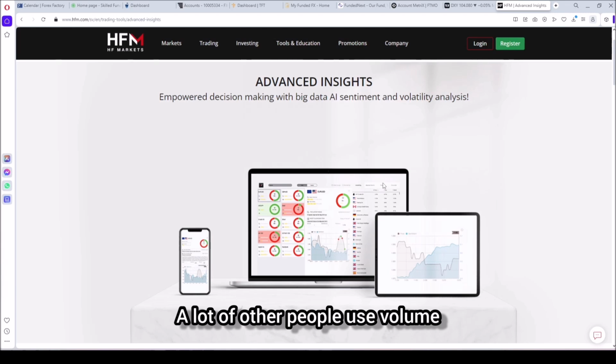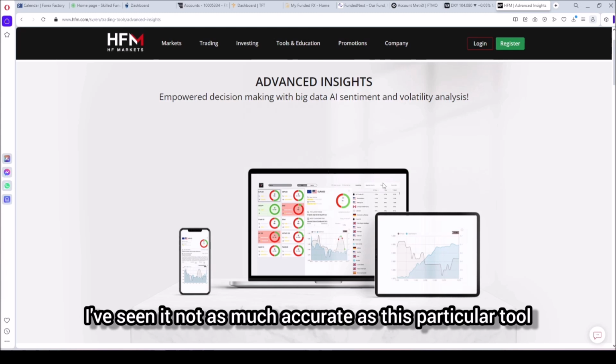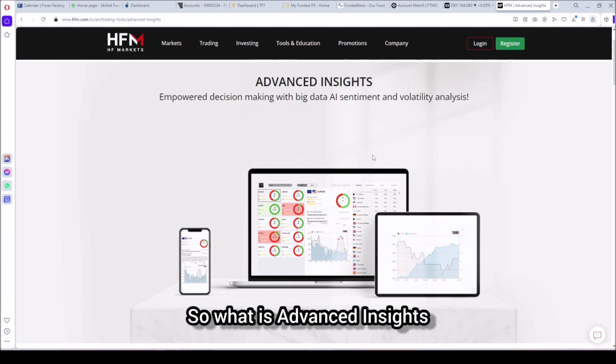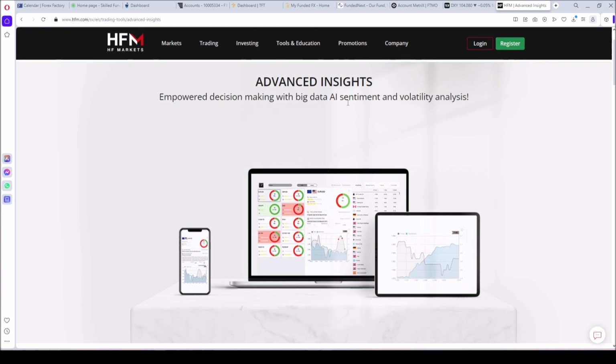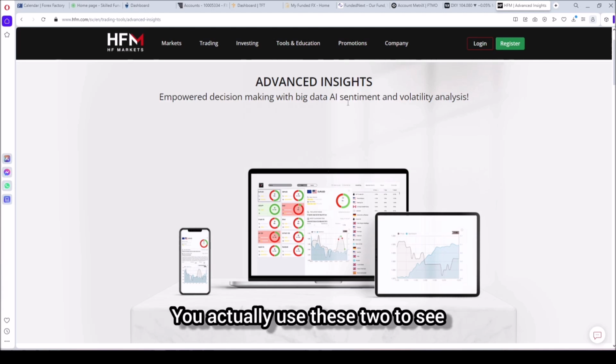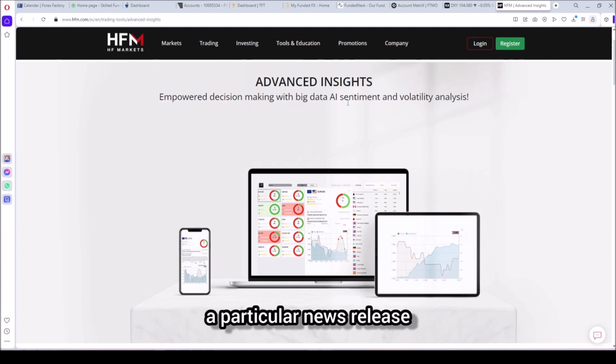A lot of other people use volume, but in my case, I've seen it not as accurate as this particular tool. So what is Advanced Insights? It's an AI sentiment and volatility tool. You use these two to see how the crowd of traders are reacting to a particular news release or the market in general.